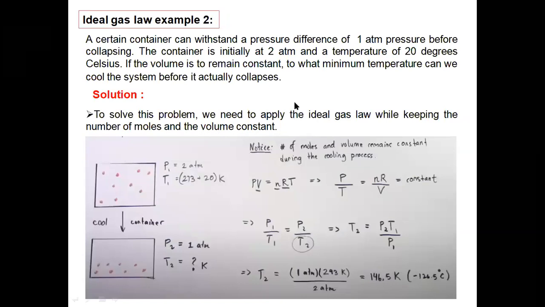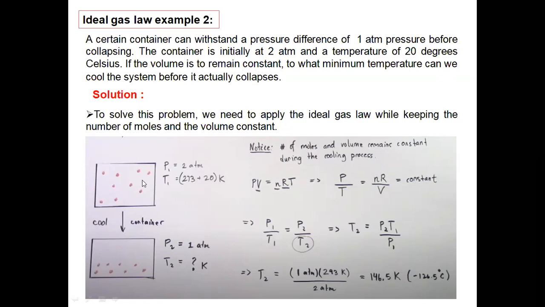Another problem or example: a certain container can withstand a pressure difference of 180 kPa before collapsing. The container is initially at 280 kPa and a temperature of 20 degrees Celsius. If the volume is to remain constant, to what minimum temperature can we cool the system before it actually collapses?